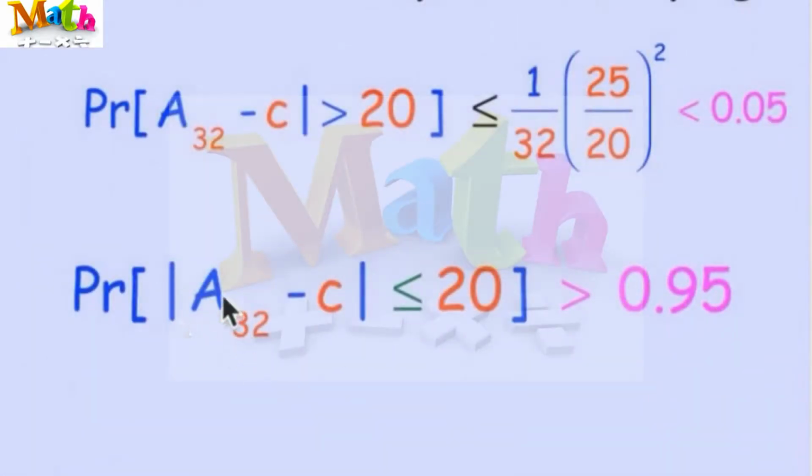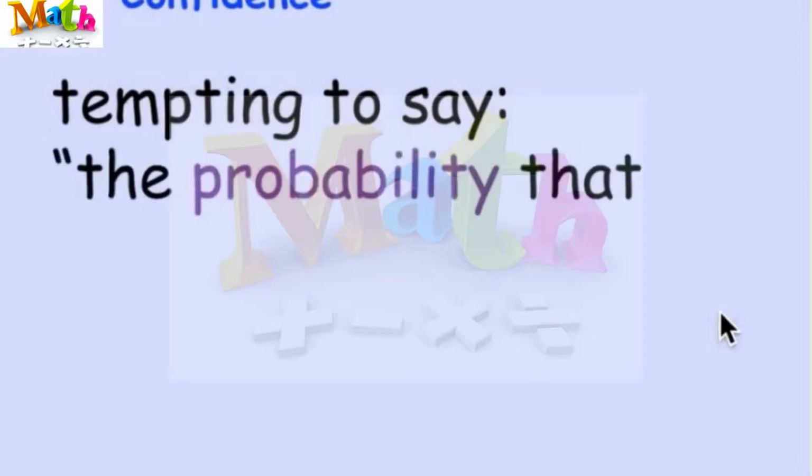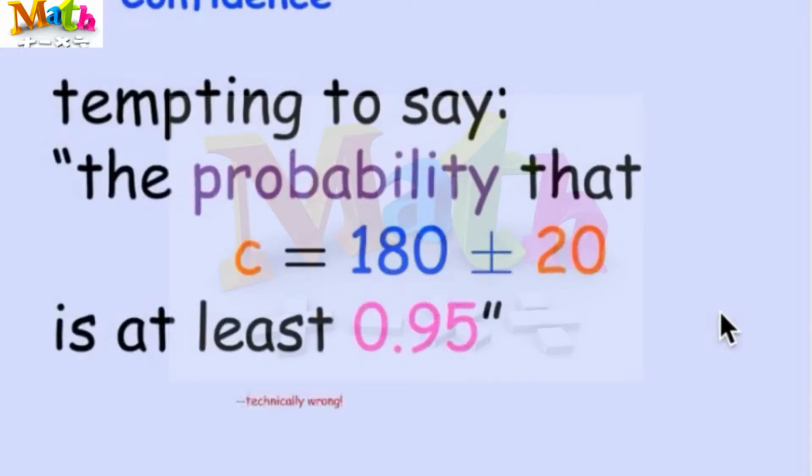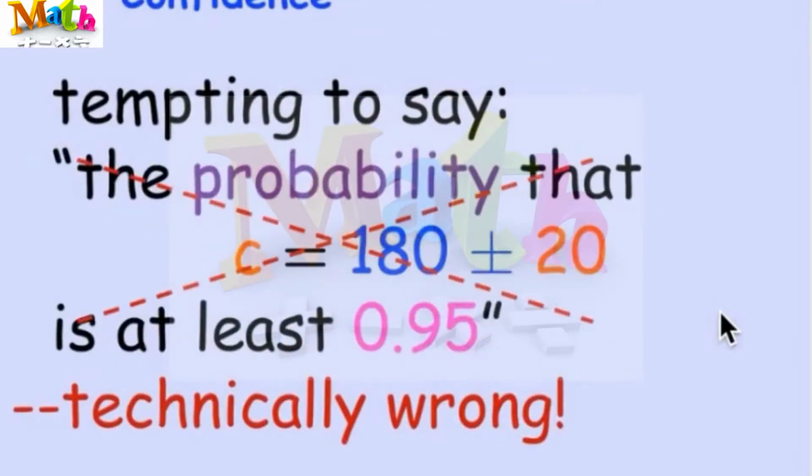Let's go back. The theorem says that the probability that A32, which we measured to be 180, minus C is less than or equal to 20 is greater than 0.95. So we should go back and tell the EPA that C is less than 200 with probability 0.95. And we'd be pretty tempted to say that, but it's not right. It's technically the wrong thing to say.